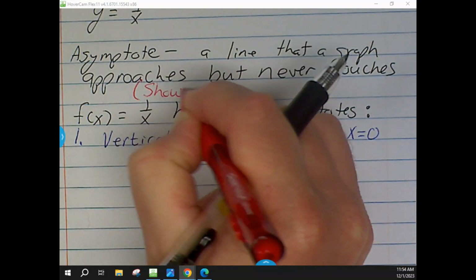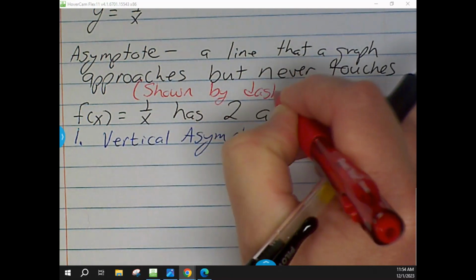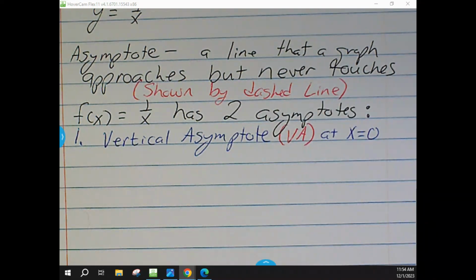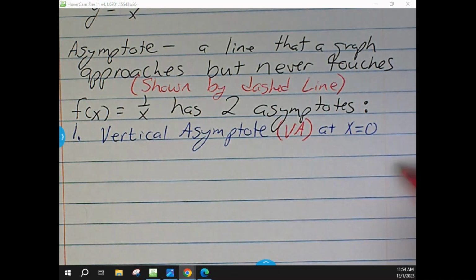Okay, and back up here, I forgot to write this down. I mentioned it, just forgot to write it. So when you're doing these asymptotes, they're going to show those on the graph with a dashed line. So we're going to have a dashed line at x equals 0. And again, it's a vertical asymptote, so it's going to be going up and down.